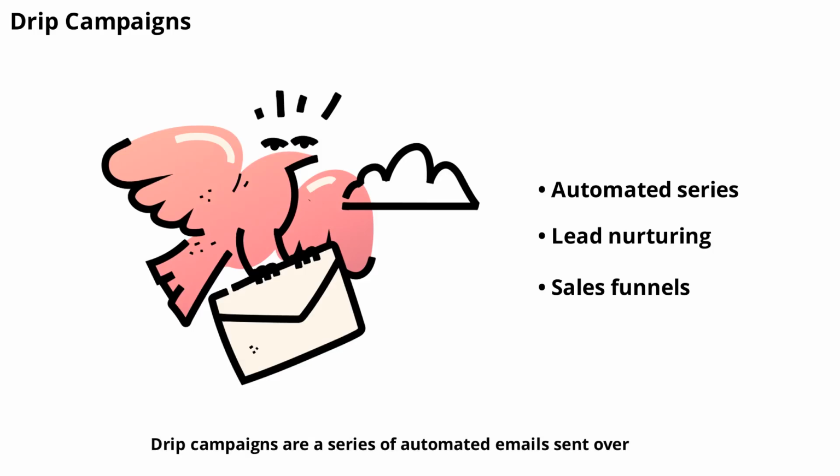Drip campaigns are a series of automated emails sent over time to nurture leads or guide customers through a process. Mailchimp makes it easy to set up and manage these campaigns, ensuring that your audience receives timely and relevant information. Drip campaigns are effective for onboarding, education, and sales funnels.